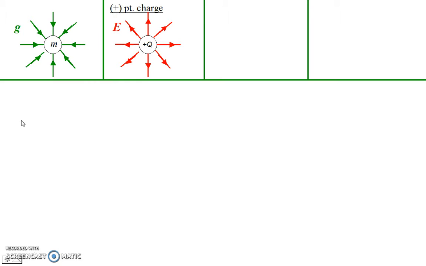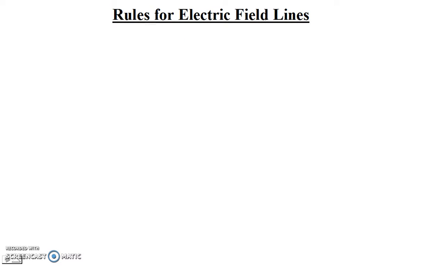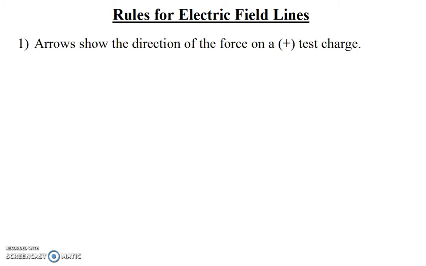Okay, now there are certain rules that go along with electric field lines, and so in your notes we're going to start to list these rules for electric field lines. I want to have them all clustered together. There's going to be 5 of them in total, so just make sure you have room in your handwritten notes to write all 5. And the first rule is this one we just said, that no matter what, arrows always show the direction of the force on a positive test charge.